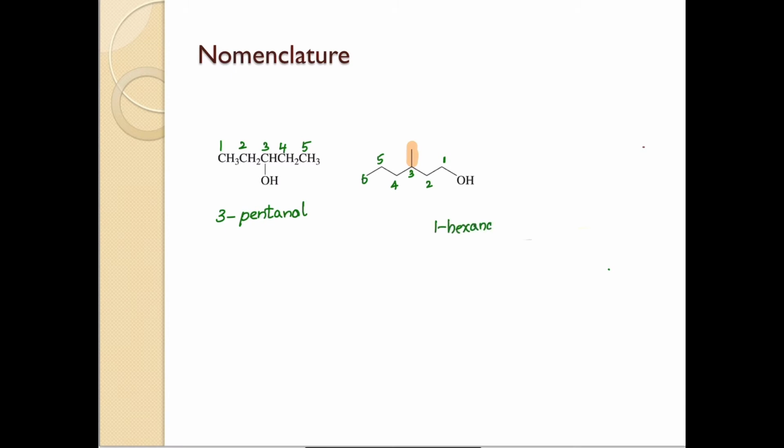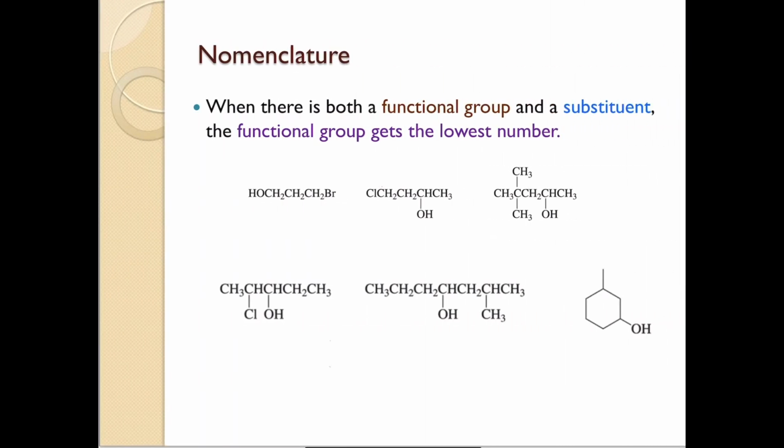And leaving that 1-hexanol, I have a methyl group on the 3rd position. So this is going to be 3-methyl 1-hexanol. Make sure to separate the alphabet and the number using a hyphen. Or you can also call this 3-methyl hexane 1-ol. Either way, it should be right. When there is both a functional group and a substituent, the functional group gets the lowest possible number. So here is where you will be using the chart that I showed 2 slides ago.